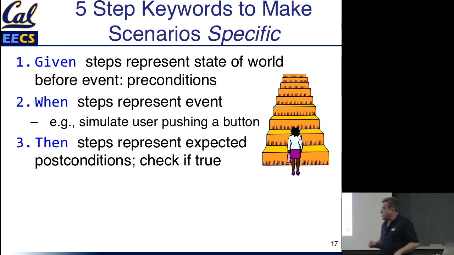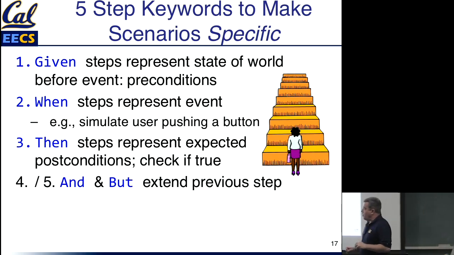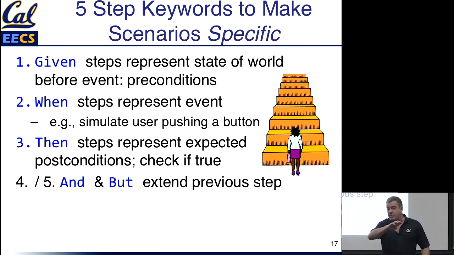Finally, there's then steps, which is after the user has done something, some other condition should be true as a result of that action. Something has changed, for instance, or something is displayed. So the then steps are typically checking if the post conditions are true. And you may also see keywords and but. So then I should see this on the page, but I should not see that on the page. Or then I should see this on the page, and I should see this on the page as well.